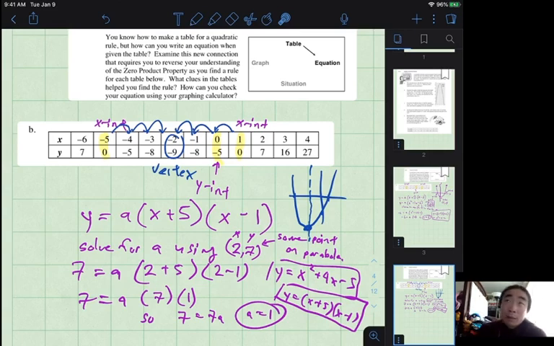And if you're able to identify that while you're working with a table, then you could just go straight to vertex form. You don't have to go through other things.